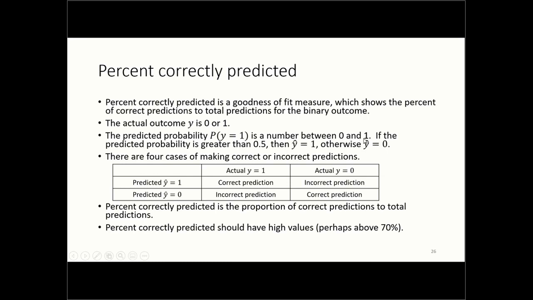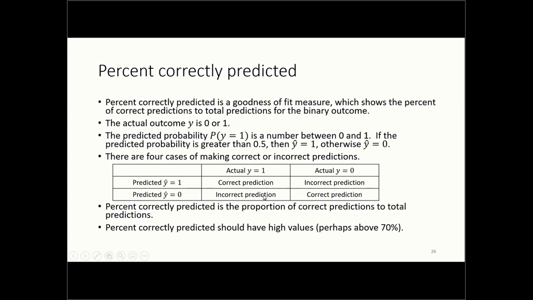The predicted probability P of y equals 1 would be a number between 0 and 1. And so if the predicted probability is greater than 0.5, we would say that y would be equal to 1. Otherwise, y would be equal to 0. So there are 4 cases of making correct or incorrect prediction. So either the actual value could be 1, or the actual value could be 0. So this is the person working, and this is the person not working. And from our model, we can either have that the predicted value is a 1. We could predict that this person is working, and we would do that if the predicted probability is greater than 0.5, or we would predict that this person is not working if the predicted probability is less than 0.5.